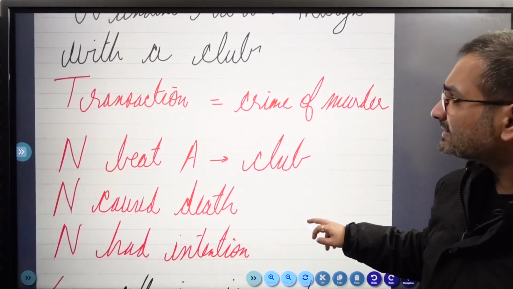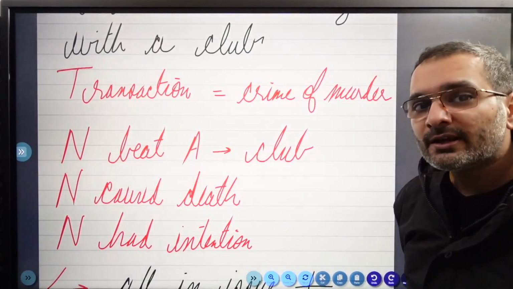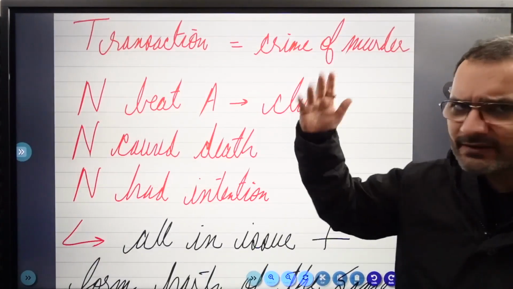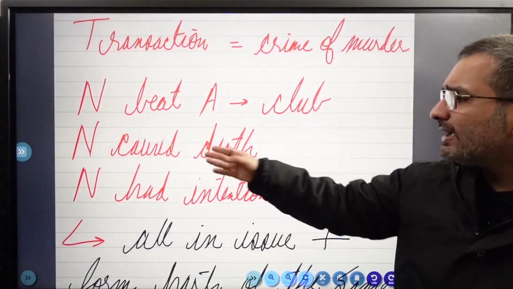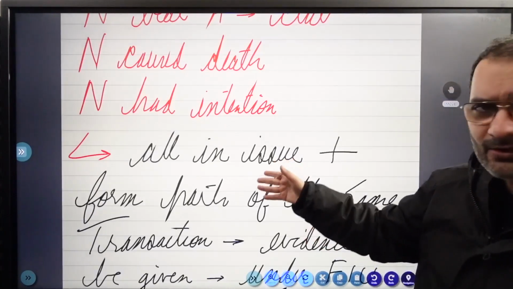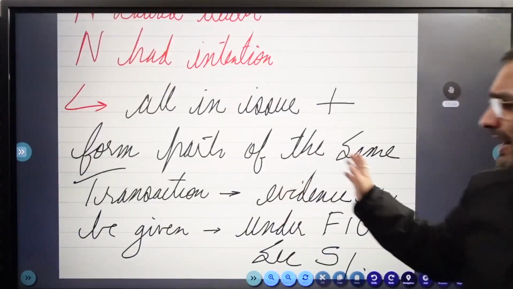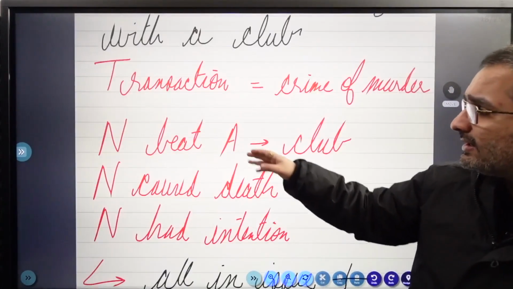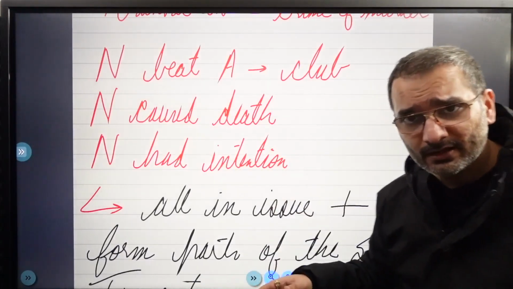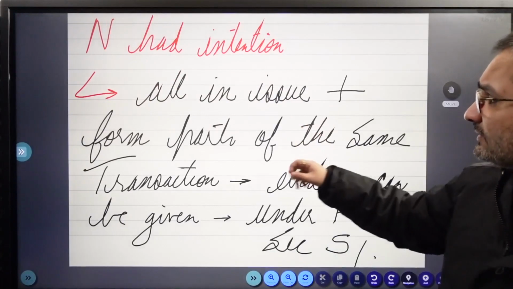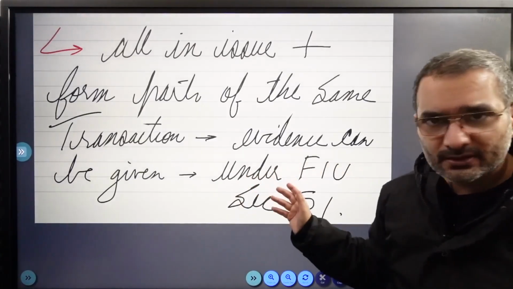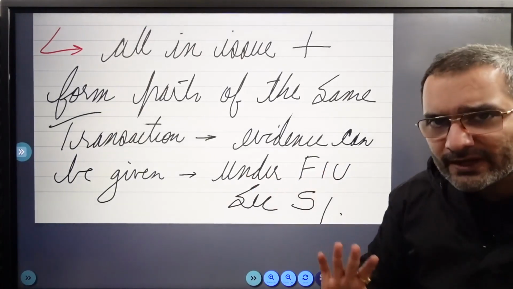So transaction is what? The crime of murder, right? So हम basically यहाँ पे क्या करेंगे? As using section 5, N beat A with a club, N caused death. N कौन? नंदिनी जी. So Nandini caused death, Nandini had intention. They will all be in issue, and they form parts of the same transaction. Basically, Nandini beat Aditya with a club, Nandini caused his death, Nandini had intention to kill him, right? So all are an issue and they form part of the same transaction. Evidence can be given for these facts and issue under section 5, correct?